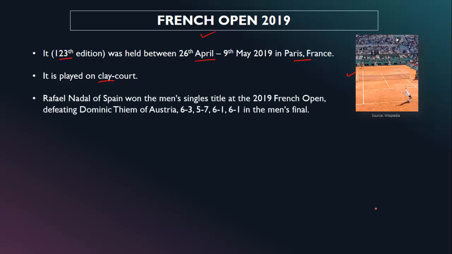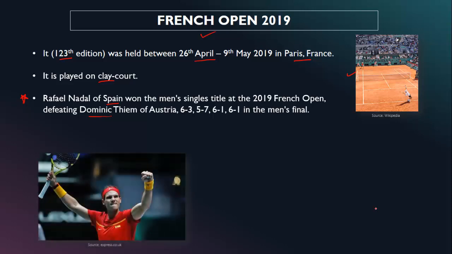Let's move to another important thing. Friends, this tournament this time was won by Rafael Nadal, and he's from Spain, as you all know. And whom did he defeat? He defeated Dominic Thiem, and he's from Austria. So friends, you need to know the name of the winner and also the person who was the other finalist of the game. So Dominic Thiem of Austria was the other person. He lost to Rafael Nadal. So as you can see, he is Rafael, another legendary player of tennis.